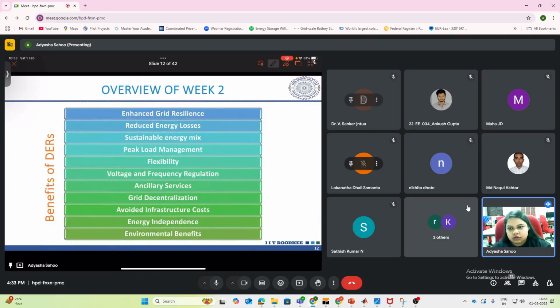So what are the benefits of connecting these distributed energy resources? Firstly is the enhanced grid resilience. So why is that? What are the benefits of distributed energy resources? Any point that you want to add?